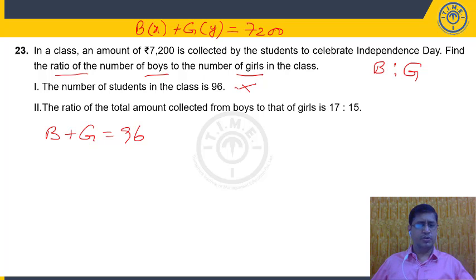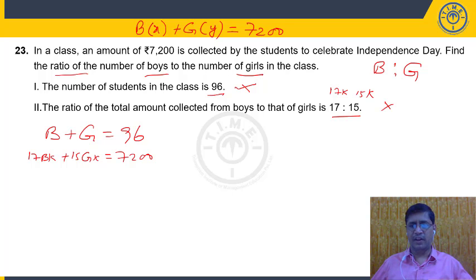What about the next one? The ratio of the total amount collected from the boys to that of the girls is 17:15. 17:15 means 17K and 15K. So what is the discussion here? B into 17K means 17 into BK plus 15 into GK is equal to 7200. Now we have two equations here. Is it possible to simplify? No, it is not possible to find. This is the ratio and this is the total number. And what is the ratio of the number of boys here? It is not possible to find.